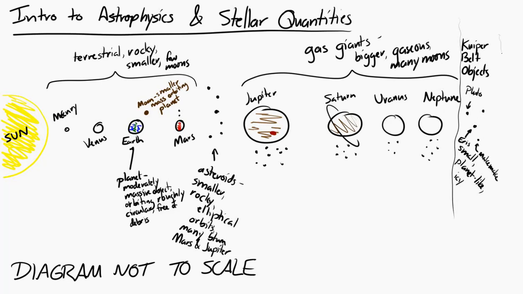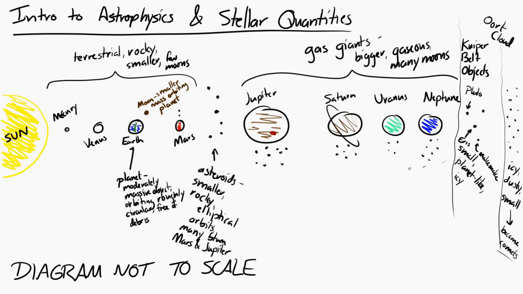And if you go out beyond these Kuiper Belt objects, there's the Oort cloud. The Oort cloud is made up of small, icy, dusty objects out there. And when one of these small, icy, dusty objects falls in towards the center of the solar system, that's what we see as a comet. So essentially the Oort cloud is a big comet factory out in the outer solar system.